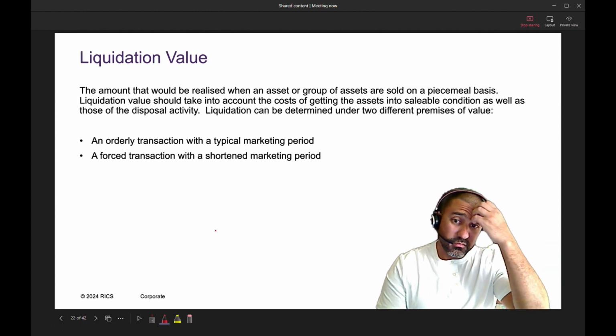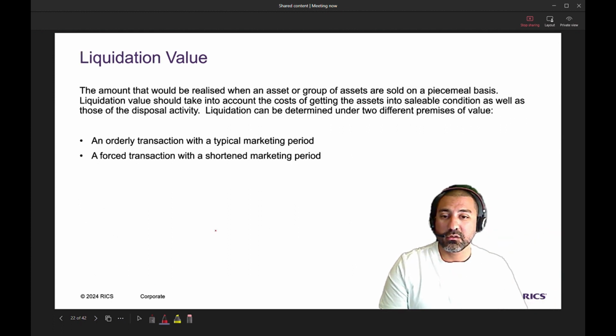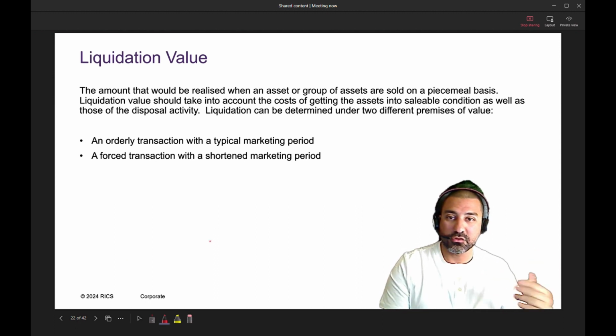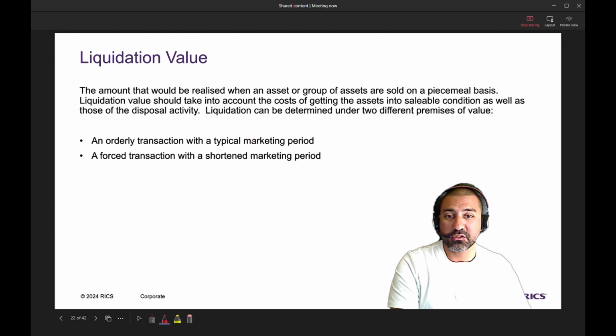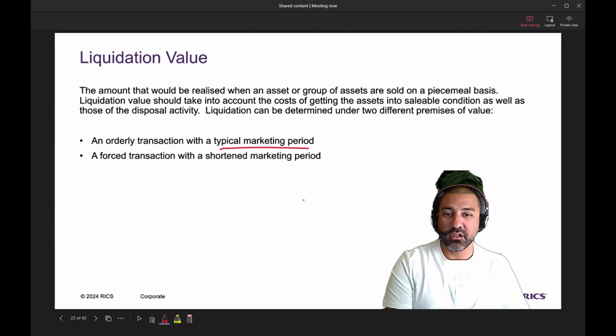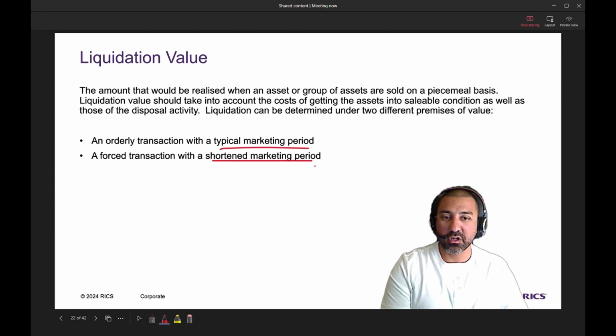Liquidation value could be orderly or it could be forced, in which case, whether it's orderly or forced, they are completely different outcomes. Orderly could be a typical marketing period. Forced is a shortened marketing period. It is expected this would be less than this one, right?